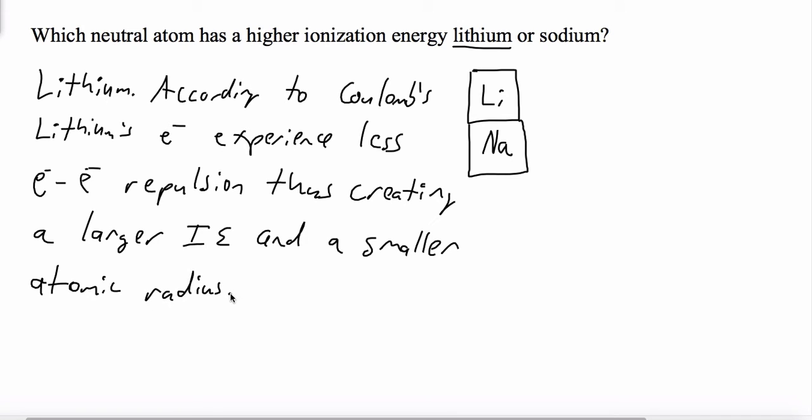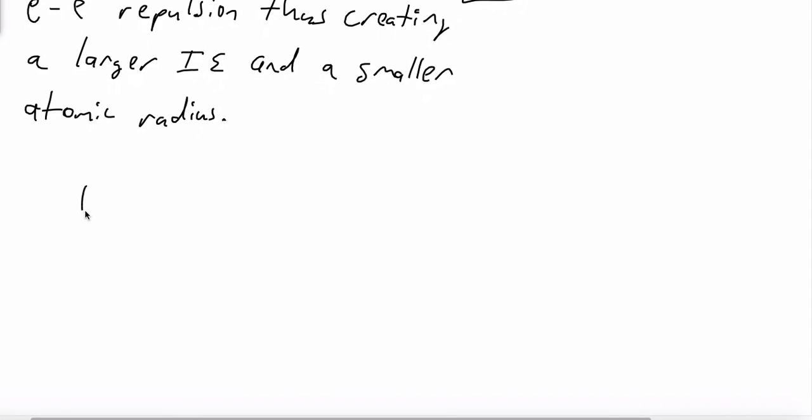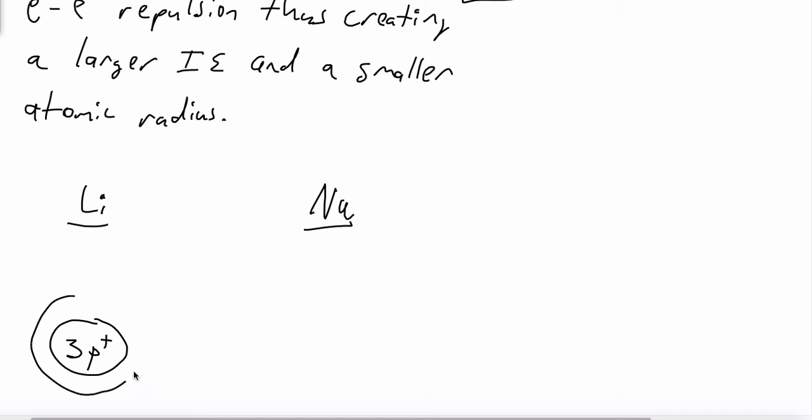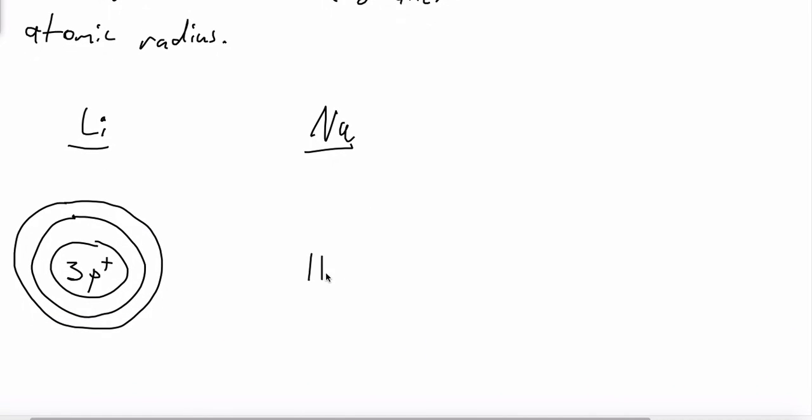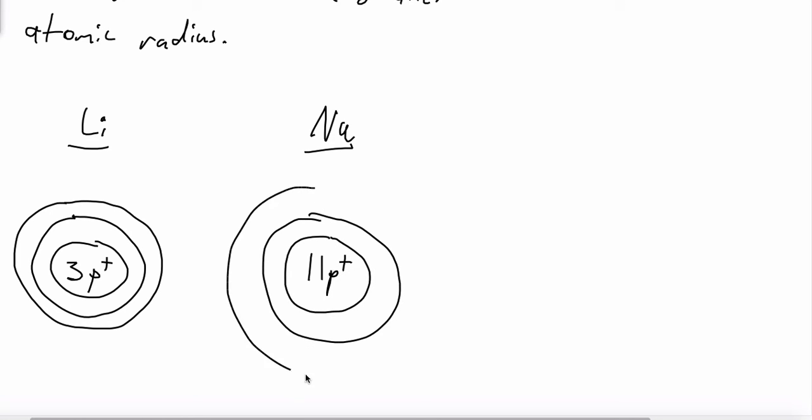Okay, this is really that idea of shielding, and we can look at this right now. Lithium and sodium. Okay, we know that lithium has 3 protons in its nucleus, and it's got those 2 rings. It's going to look kind of like this. And we know that sodium has 11 protons in its nucleus, and it has those 3 rings. So it looks a little something like this, where this distance here is the atomic radius.